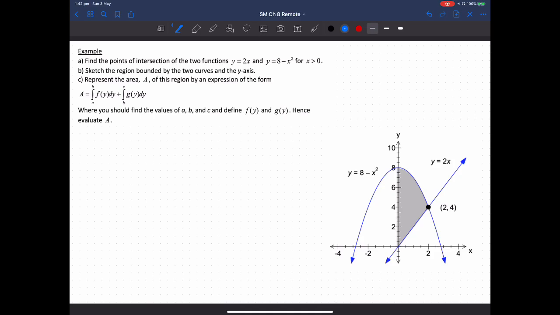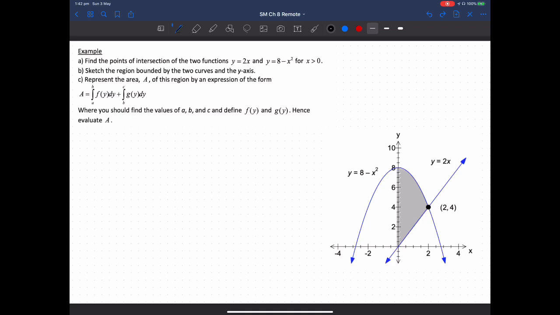In this example, we have a question that involves using a straight line and a quadratic. We are told y is equal to 2x, our straight line, and y equals 8 minus x squared, for x greater than 0. We need to find the points of intersection. There are 2 points of intersection between the parabola and the straight line, but we're told we need to find the one where x is bigger than 0.